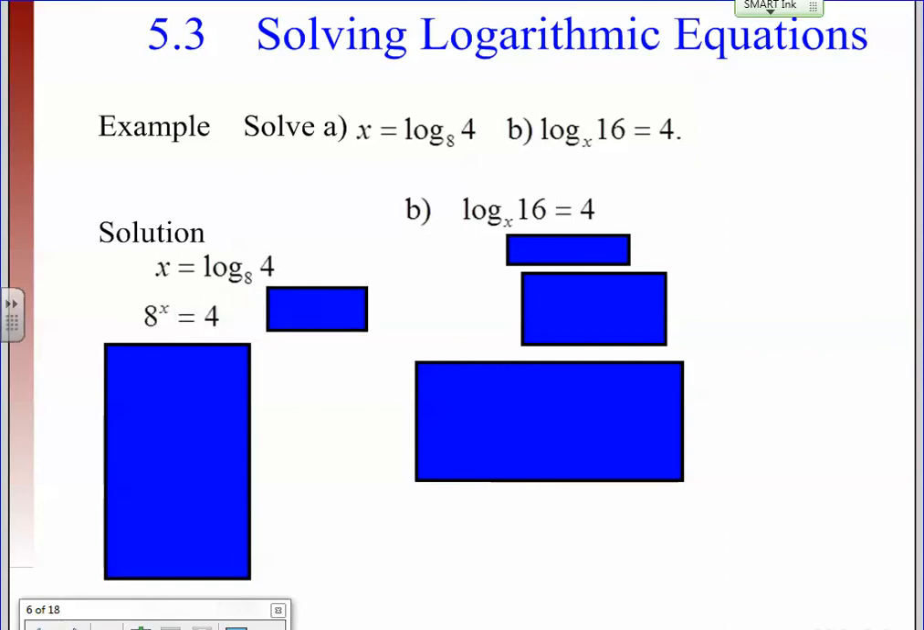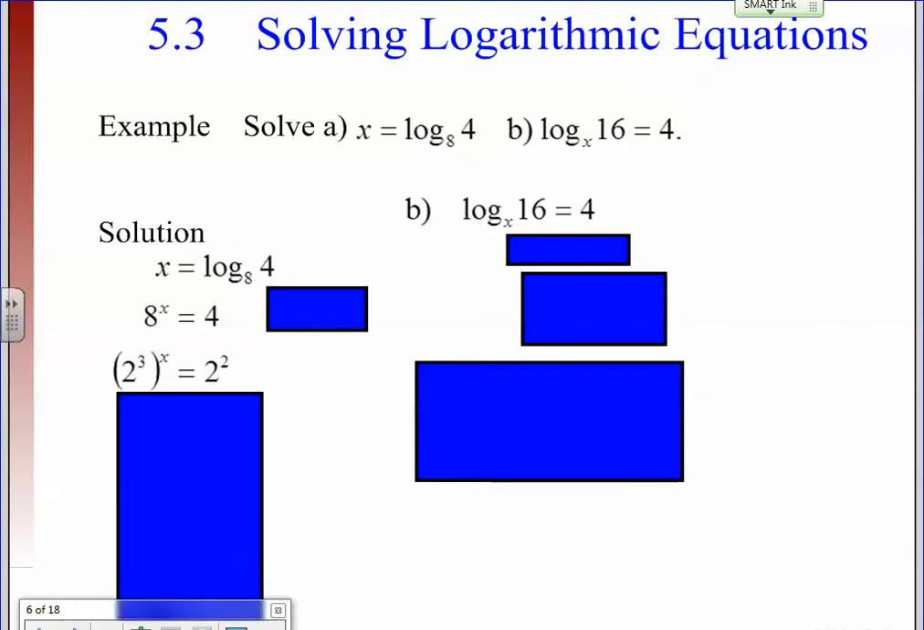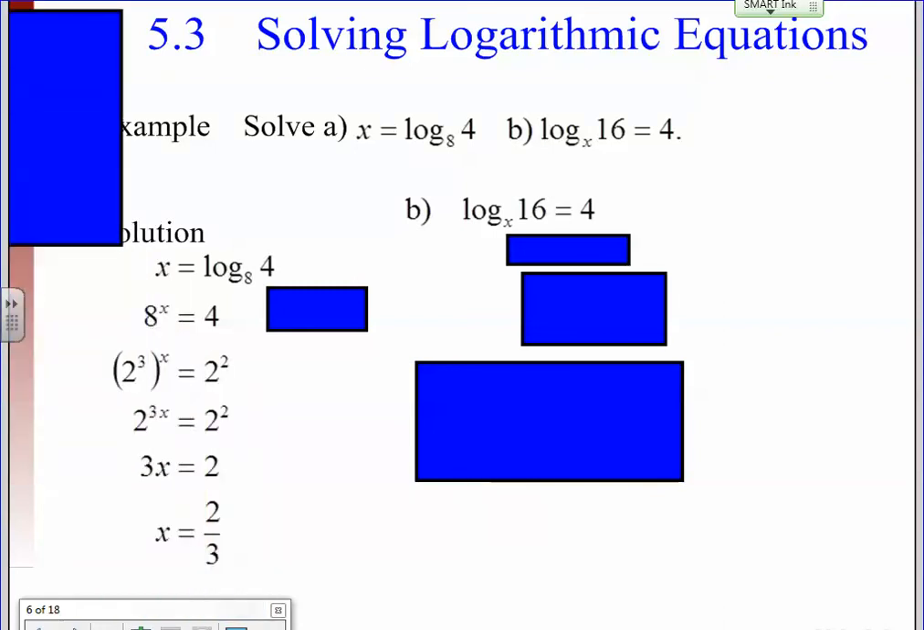So these are like the problems we had last section where we had the type 1. We can change these to be the same base, and we could just solve them directly, right? So this is both of base 2. So 2 to the 3rd is 8. 2 squared is 4. So we get 3x. The exponents have to be equal. So 3x equals 2. X equals 2/3. Pretty easy there.